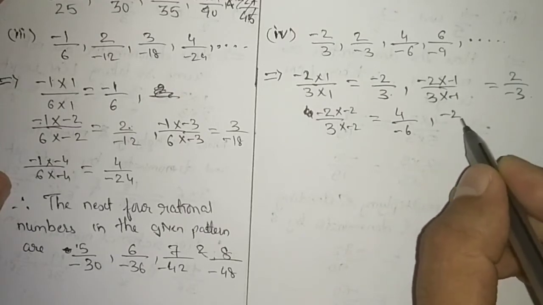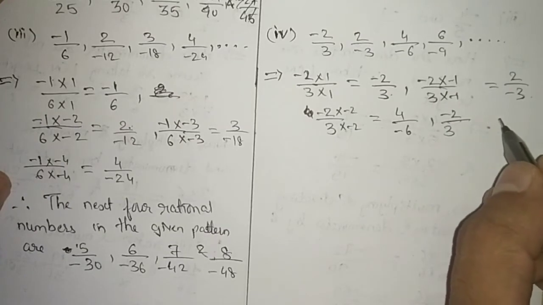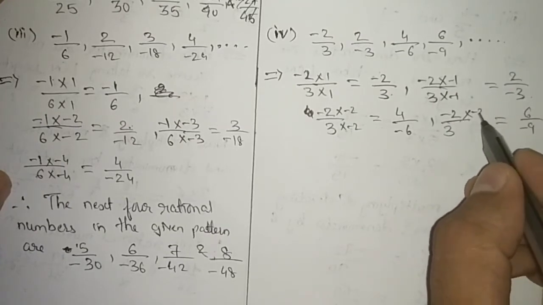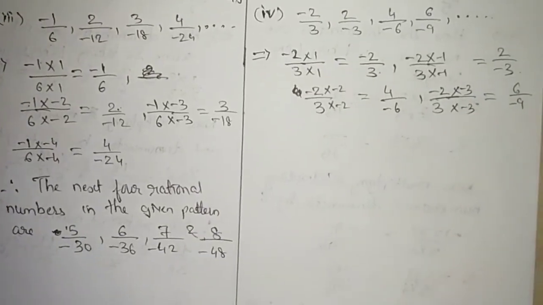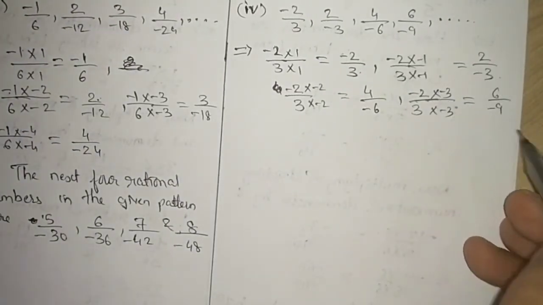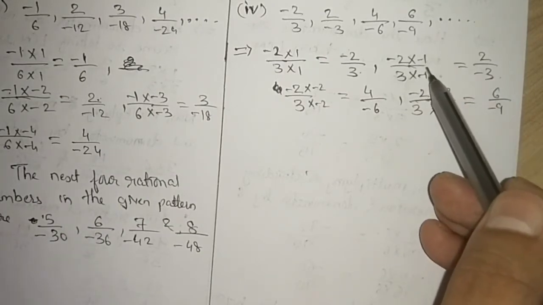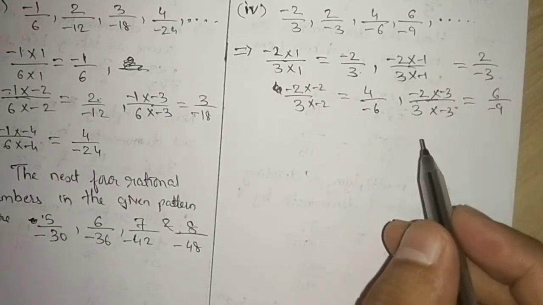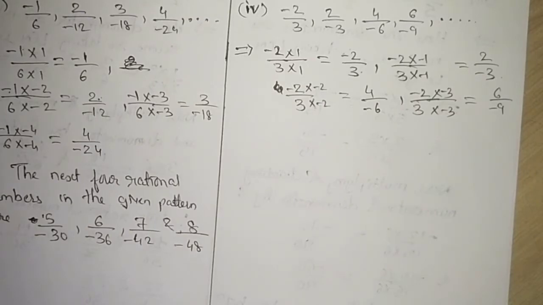Then fourth number, minus 2 by 3 was our original number. Final number is 6 by minus 9. So definitely it is multiplied by minus 3 in numerator and denominator. Then only we have got 6 divided by minus 9. So on observing the pattern, minus 1, minus 2, minus 3. Next 4 numbers will be multiplied with minus 4, minus 5, minus 6 and minus 7.